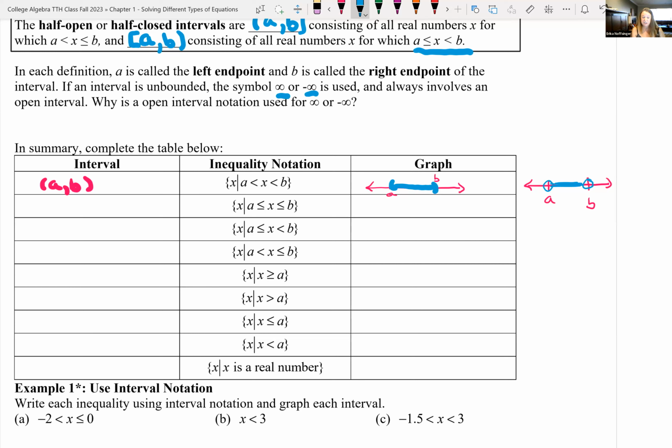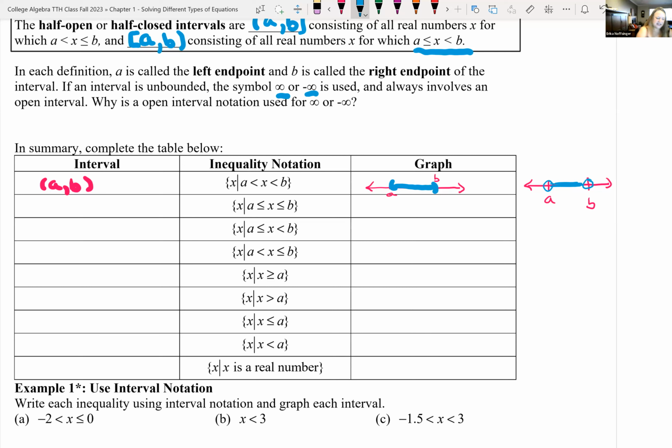I tend to like to use the parentheses because that's the same thing that we're using for our interval notation. So you should be able to go through and set up all the interval notation for the inequalities in this table, and you should be able to graph these.